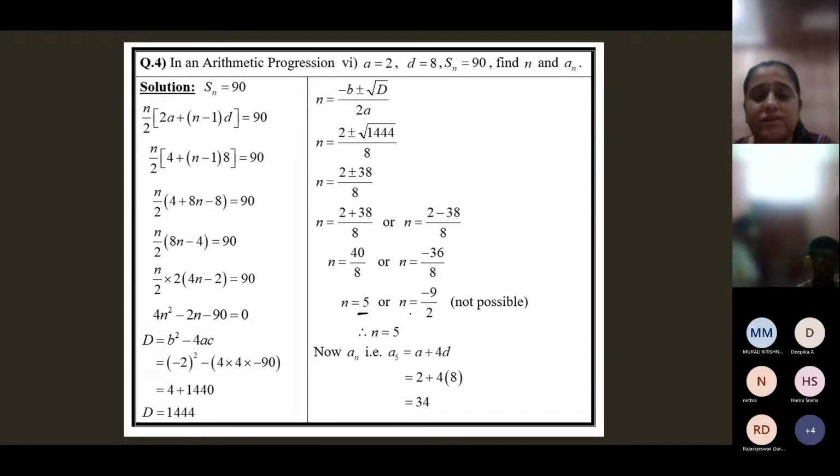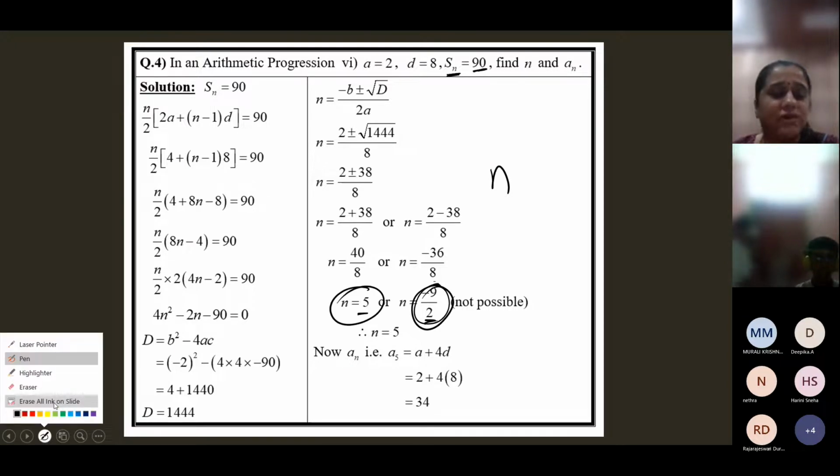We got two values for n. n is the number of terms. The sum of how many terms is 90? The number of terms cannot be a fraction, nor can it be negative. There can be 2 terms, 3 terms, 4 terms, 5 terms. There cannot be 6.5 terms in an AP or 8.5 terms, or minus 10 terms. So minus 9 by 2 cannot represent n. So n has to be 5. Then a5 you have to find.